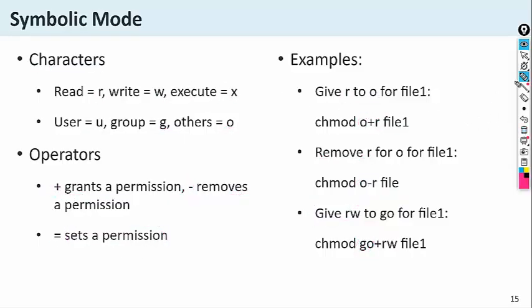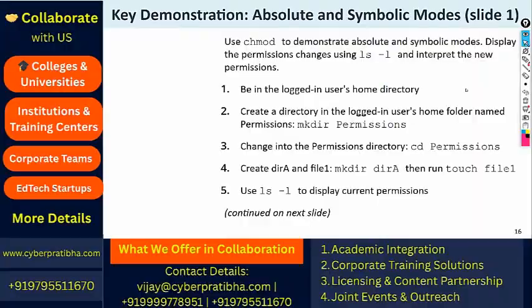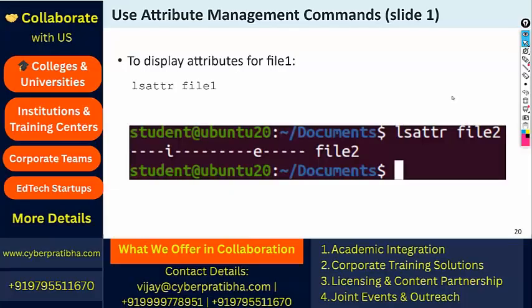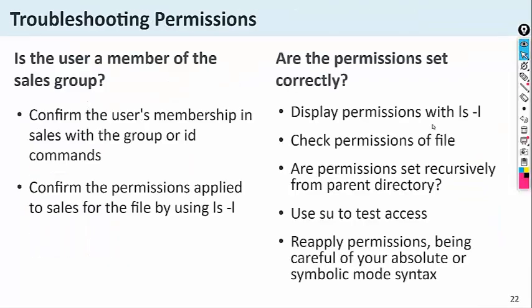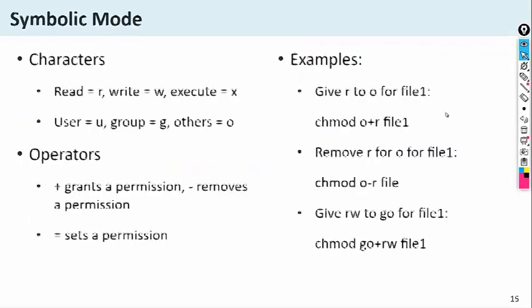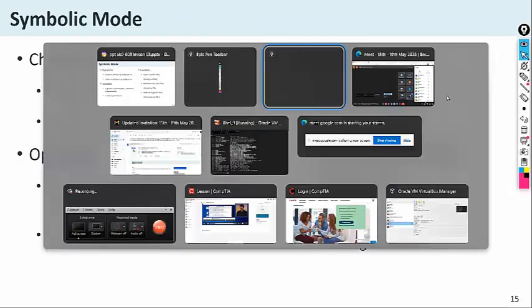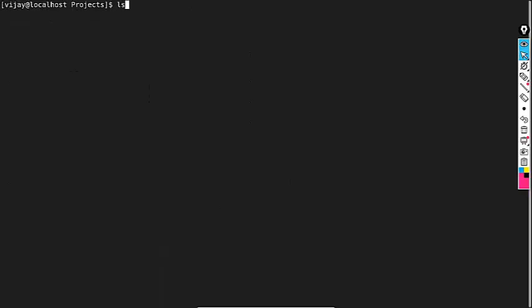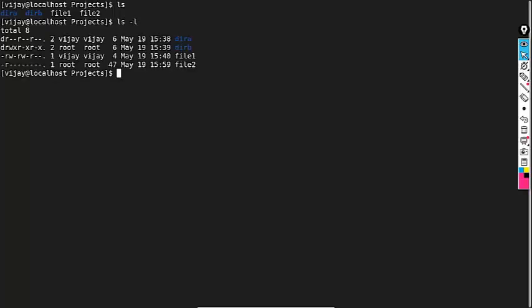If you are not able to remember the numbers, you can use the symbolic mode to make this. Okay, so how can you do it? The ls -l command is used for checking the permission for this file. So I am going to change the permission for this, and I am using chmod.